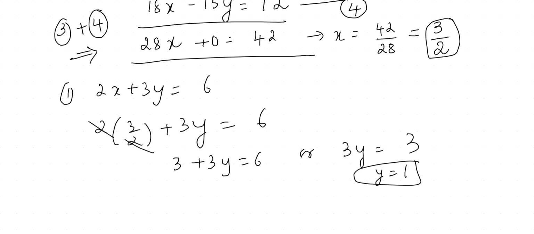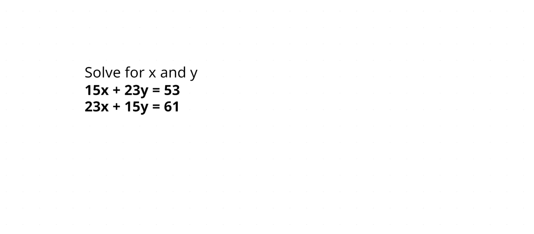Let's look at some special elimination. I think it's time to look at some special elimination. I've discussed this in class as well. I'm spitting it out here again for revision. Let's take up this. Here's the sum, which states: solve for x and y. 15x plus 23y is equal to 53, and 23x plus 15y is 61.